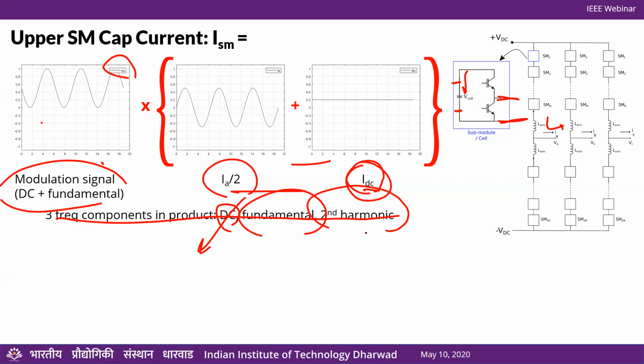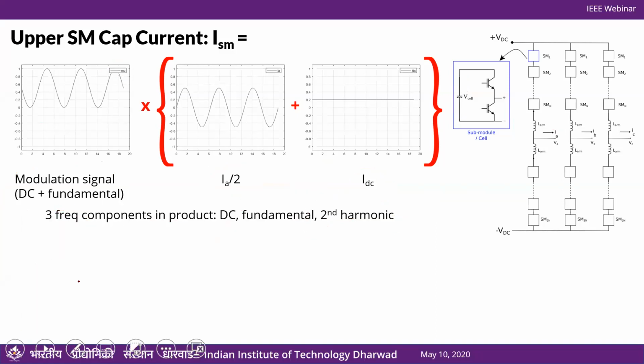But also we see that a second harmonic component has now appeared. So essentially what I'm trying to say here is that the current that is going into this capacitor or coming out of this capacitor, the submodule capacitor current, has this second harmonic ripple on top of it. Okay, so if current in the capacitor has this second harmonic, capacitor voltage also is going to have that second harmonic.